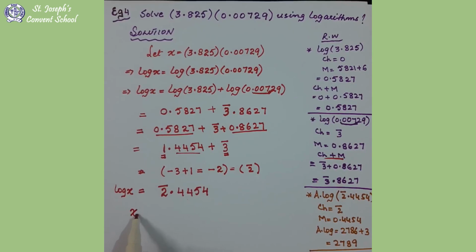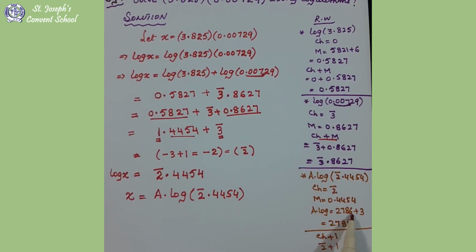Now the last step is to find the antilog of it. Antilog of bar 2.4454. So bar 2 is the characteristic, the rest is the mantissa. The mantissa you will check in the antilog table, and you'll get this value 2786. 44, column 5 is 2786. Mean difference, column 4, is 3. So you add these two, you'll get 2789. So it is equal to 2789.